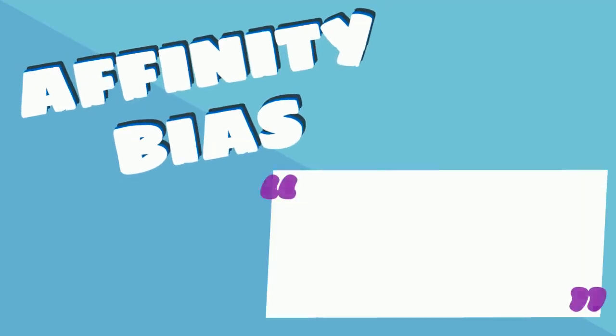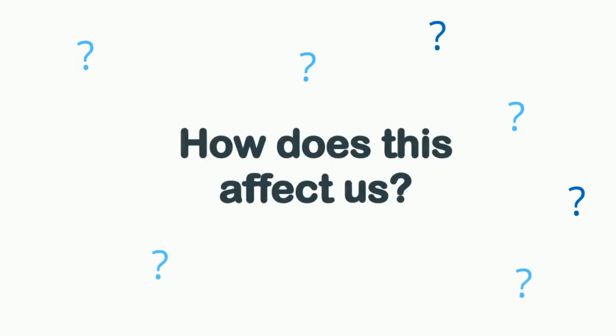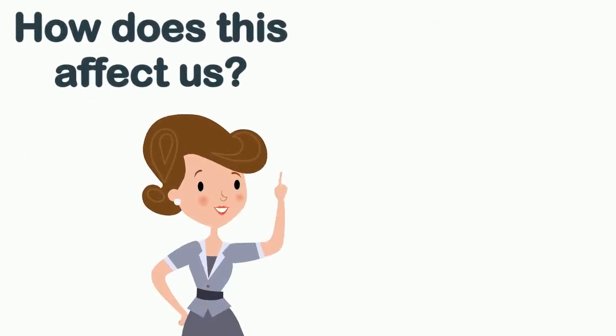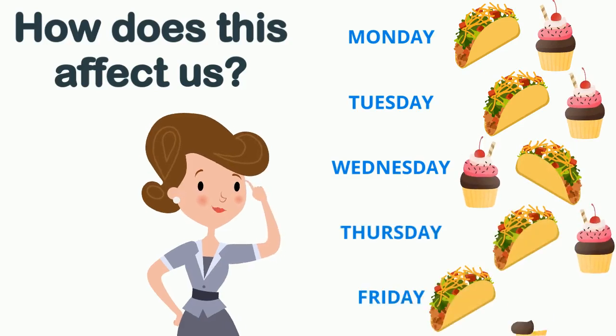Affinity bias is the tendency for us to favour certain situations, certain tasks, or certain people, simply because we're a bit more familiar with them. How does this affect our day-to-day lives? Well, some of our affinity biases will affect some of the smaller decisions we make on a day-by-day. If you're one of those people who likes to have the same thing for lunch every day, it's fair to say you might have a bit of affinity bias going on.